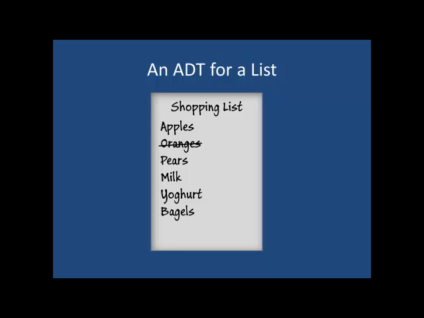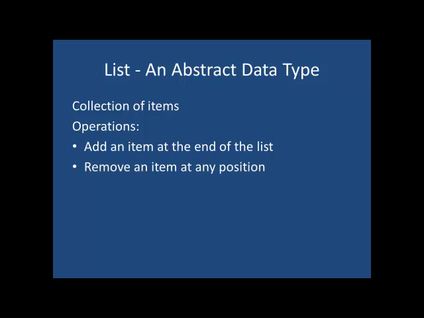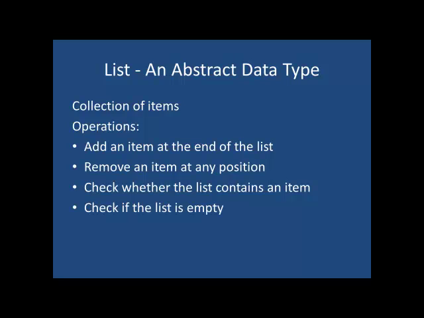In the end, I need to be able to detect whether I've crossed out all items, that is, whether my list is empty. In summary, the list will keep track of a collection of items. I came up with the following 5 operations: add an item at the end of the list, remove an item at any position, check whether the list contains an item, check if the list is empty, display all items.